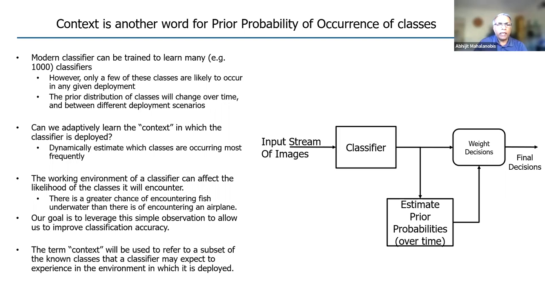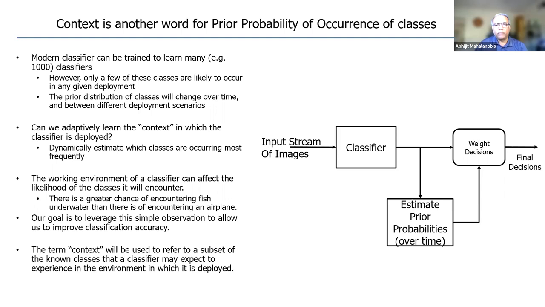So how do we take that and combine it with the actual observations that we have in real time when the classifier is deployed and come up with a dynamic estimate of what the class priors may be? So the concept is, keep in mind that the classifier is in some sort of a deployed condition. There's a continuous stream of images that are coming in.